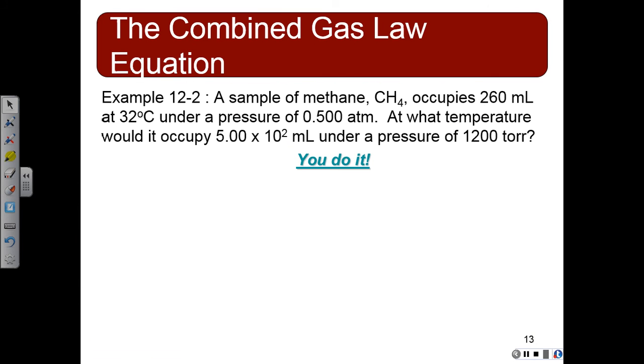See what you come up with for this. So you're going to use the combined gas law. So write out your combined gas law equation up here, go through, and label everything. It's P1, V1, T1, T2. You're looking for T2.